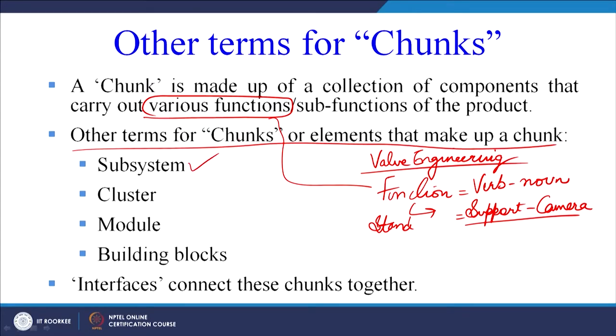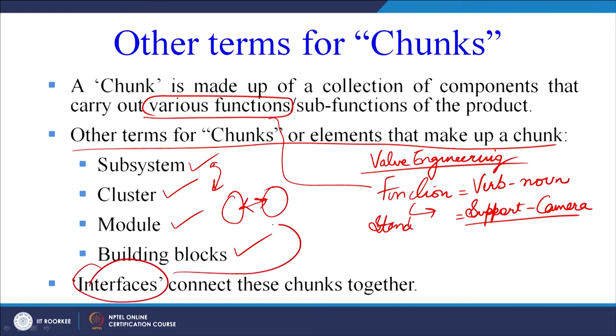And even further, as per the definition, the chunks can have subcomponents which combine together to produce one chunk or one module. So, here we can see the other terms for chunks: sometimes we can call it a subsystem or a cluster or a module or a building block, and these are interconnected with each other. Maybe one cluster is interconnected with another cluster with the help of interfaces. So, these interfaces have to be designed and developed when we are conceptualizing our product: what are going to be the individual building blocks, chunks, modules, subsystems, and how these are going to interact with each other, and those interfaces have to be developed.